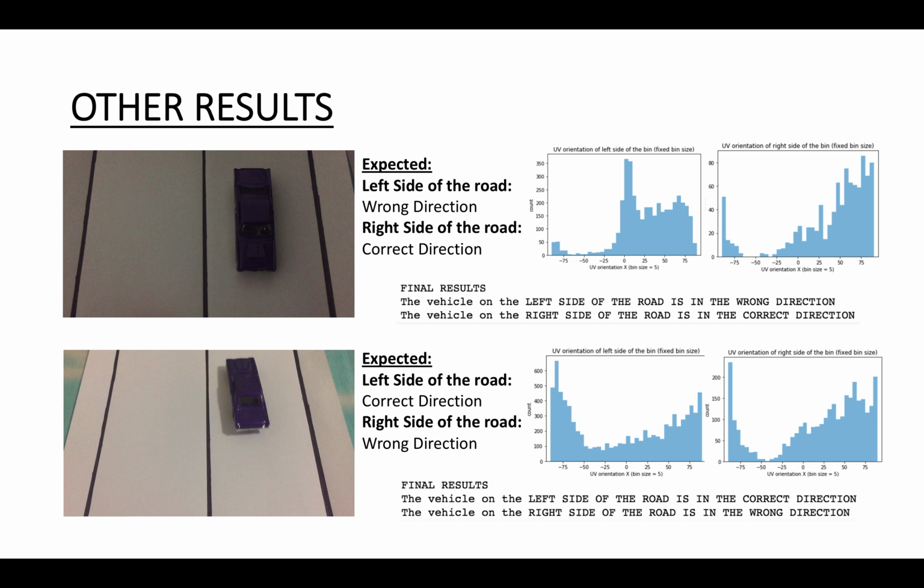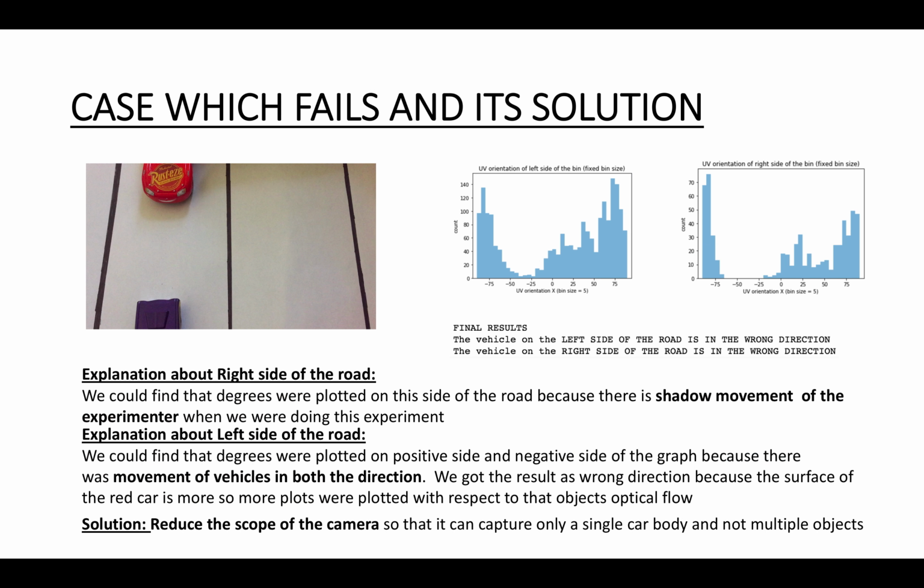In the third scenario, we can see that the left was in the right direction, but the right side was in the wrong direction, and the results reflect the same. There is a case where this can fail, as in this case, where both the vehicles are in the same lane but in opposite directions.